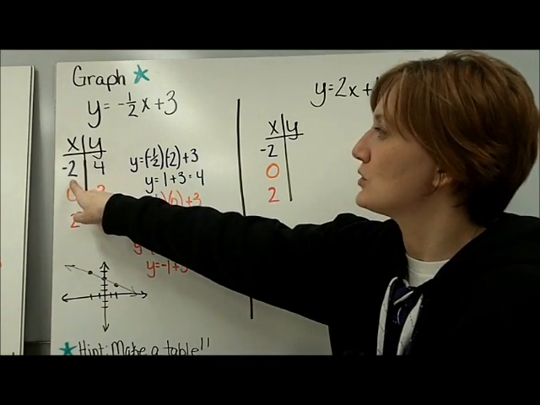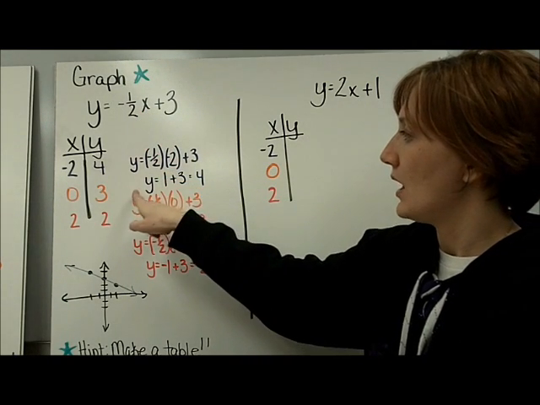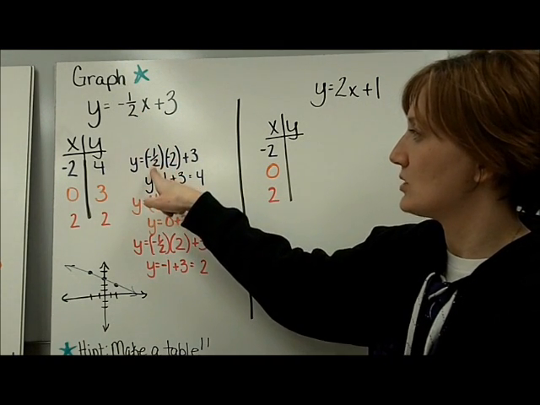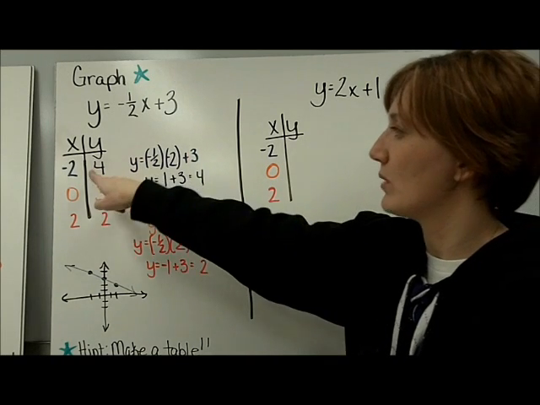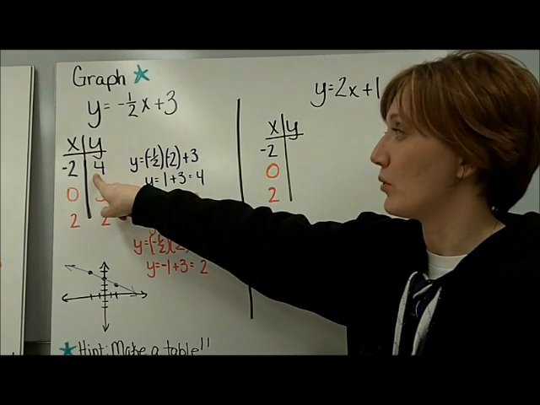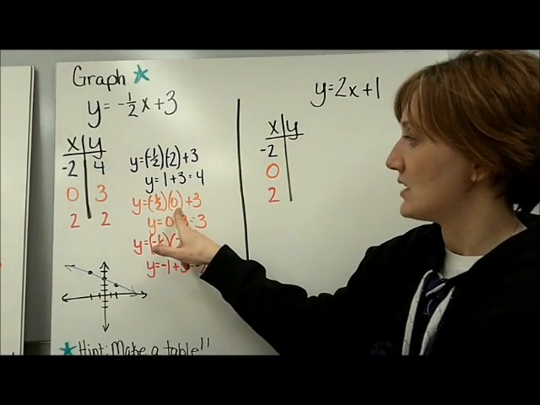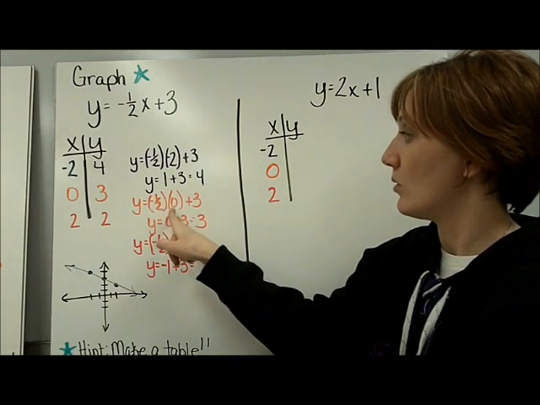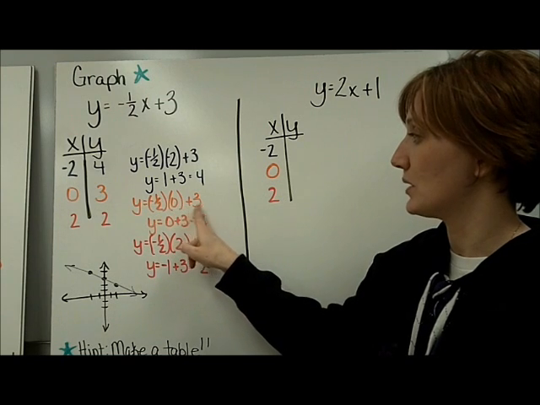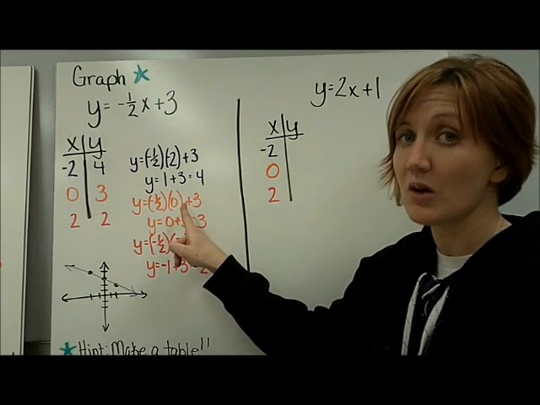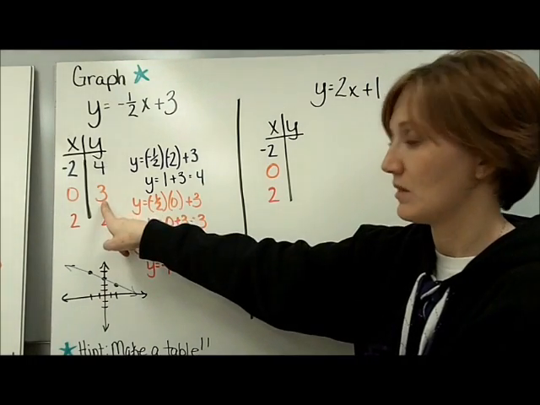So I input -2 into this equation for the x value. Solving it out, -2 times -1/2 is 1, plus the 3 equals 4. And I input my 4 here in the y portion of my table. Same thing if I put a 0 into that equation. Y equals -1/2 times 0 plus 3. Anything times 0 is 0, so 0 plus 3 equals 3. There's my y value.